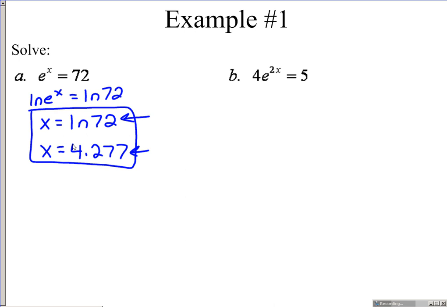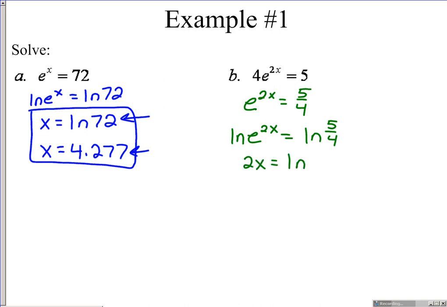Letter B, isolate the exponential. So we want to get e to the 2x all by itself. Divide by 4. Once the exponential is isolated, take the natural log of both sides. On the left side, natural log and e once again cancel. Divide by 2. We get the natural log of 5/4 all over 2.